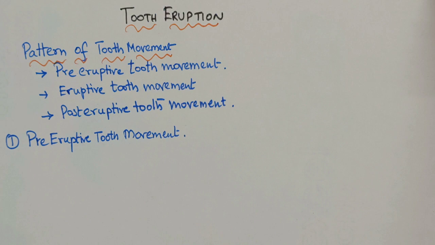Today we are going to see about the mechanism or the physiology of tooth eruption. Okay, a simple explanation of tooth eruption is nothing but the cutting of the tooth through the gums. Okay, and it has to come into occlusal plane.